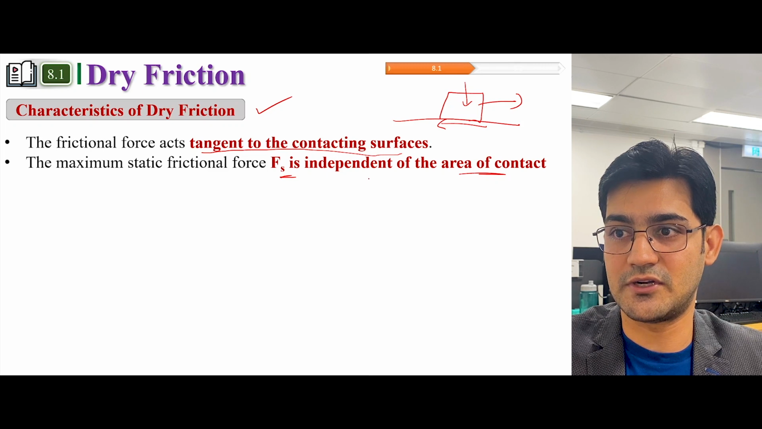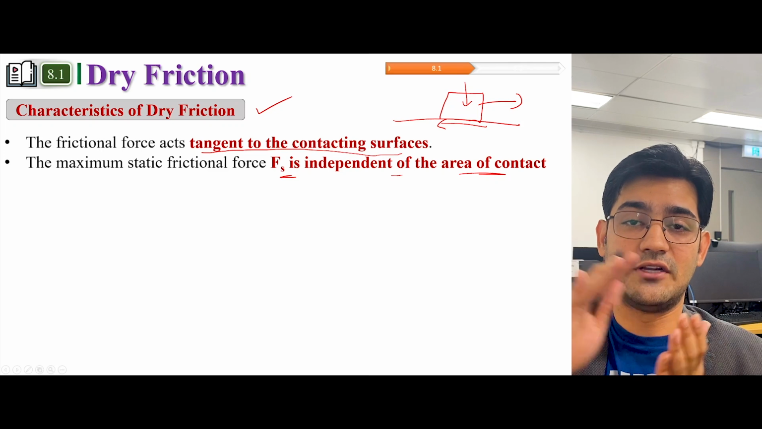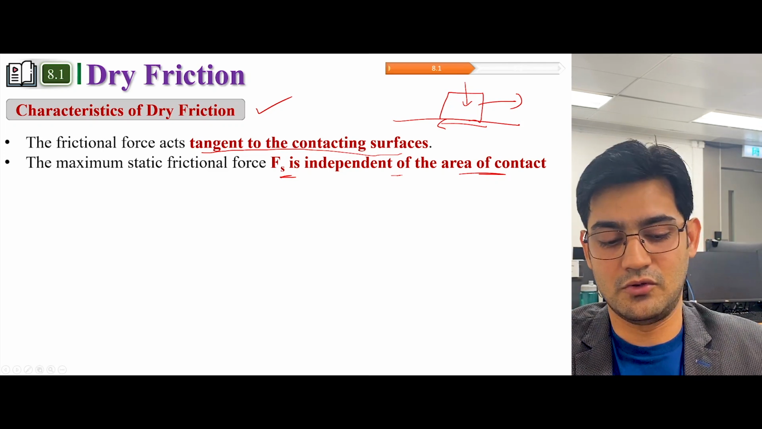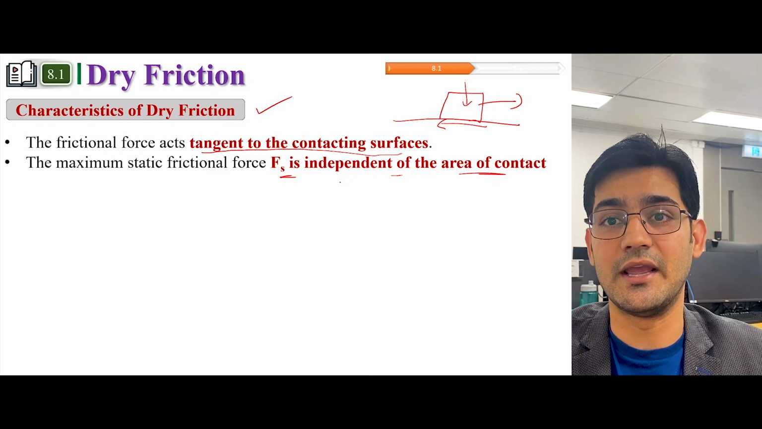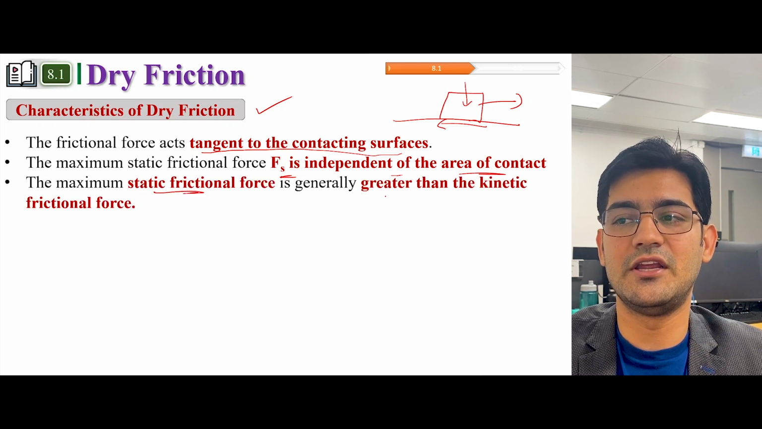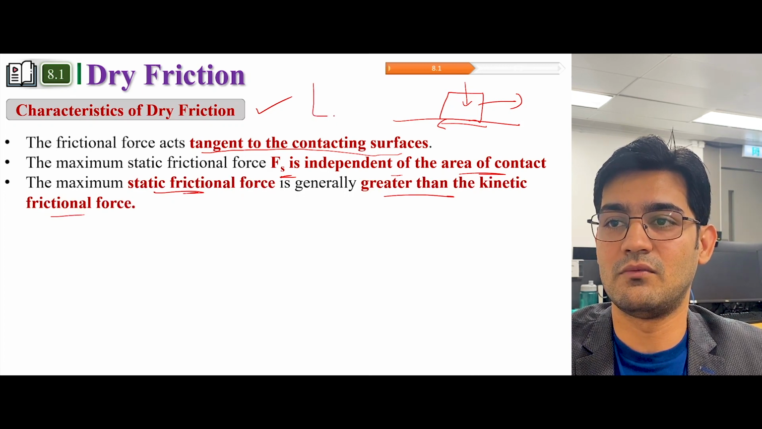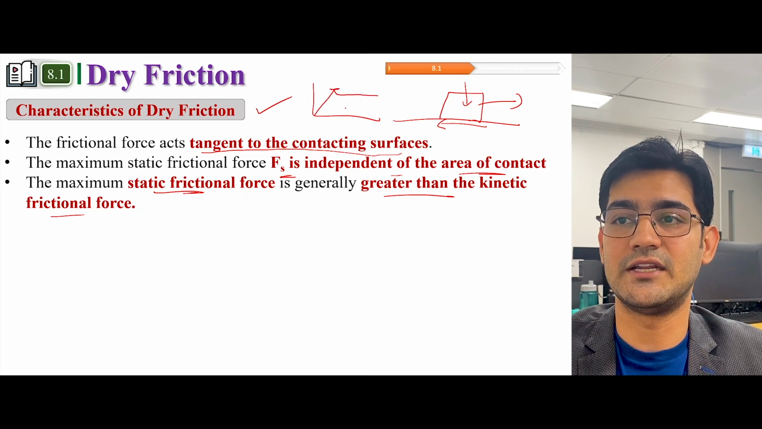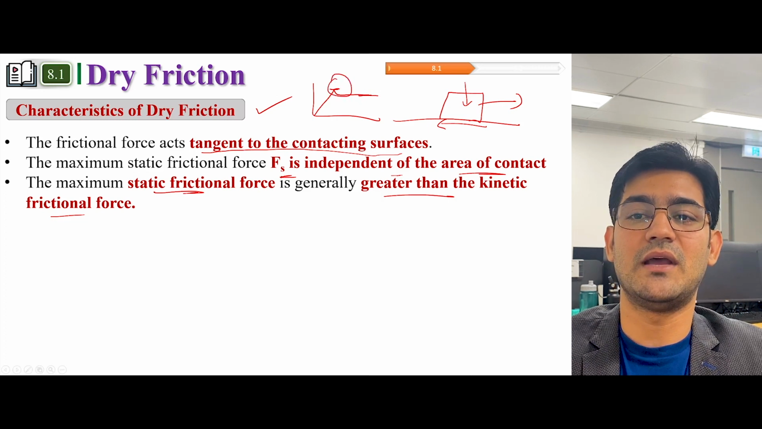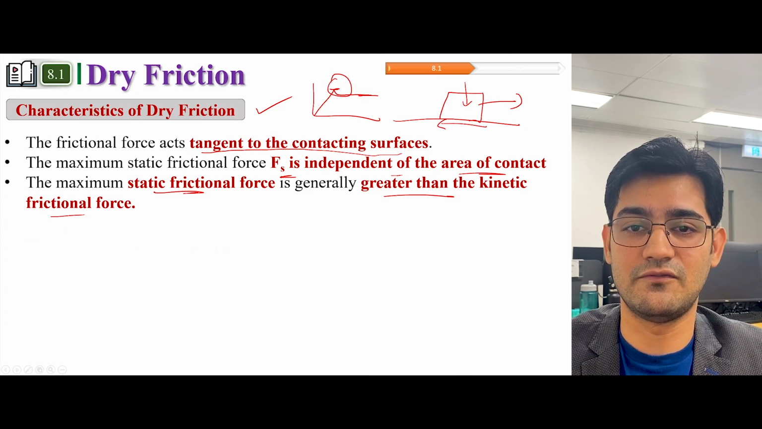And this is interesting because someone would imagine that if you have a larger contact area, then it would be difficult to move that object, but that's not the case. The maximum static frictional force is generally greater than the kinetic frictional force. And we have already seen when we were discussing this figure, this is the maximum static frictional force and this is the maximum kinetic frictional force. And we can see that the maximum static frictional force is generally greater than the kinetic frictional force.